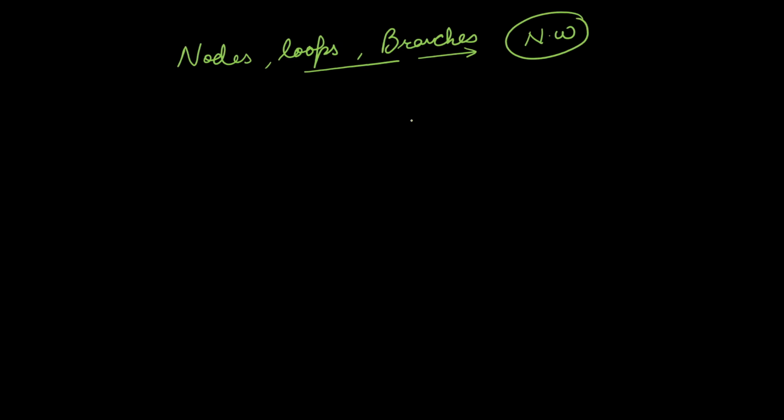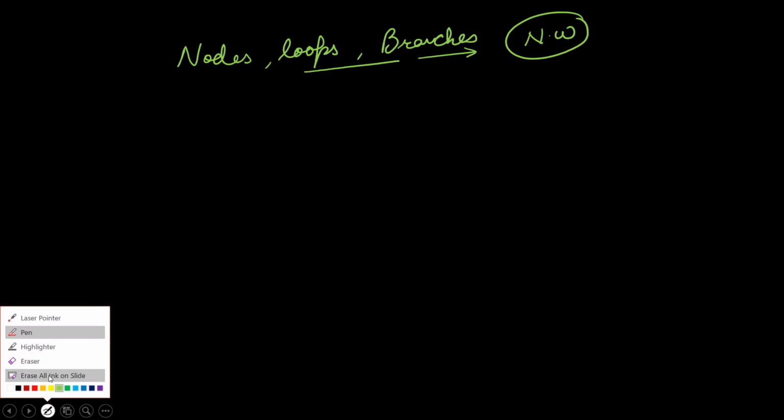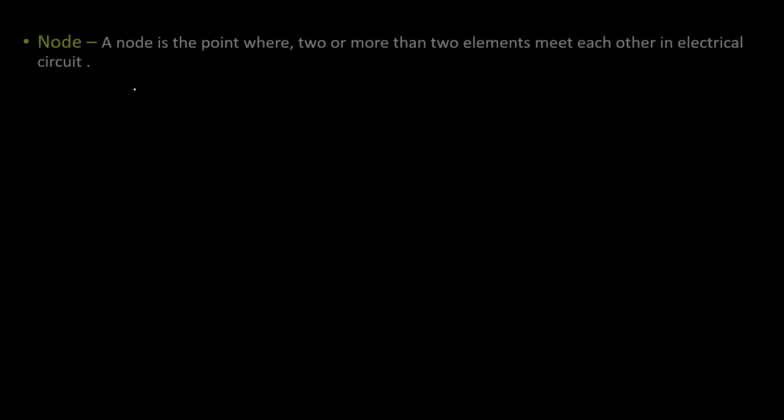In this lecture, we are going to study some terms, for example, nodes and loops. Then we have branches. These terms are used when we further study various concepts in network theory. Let's start with the first one.